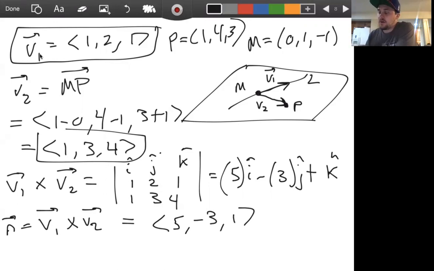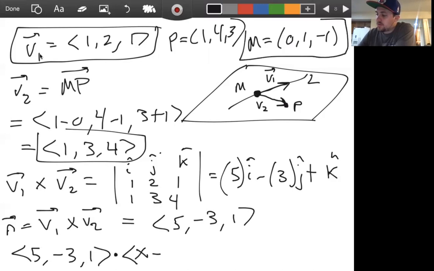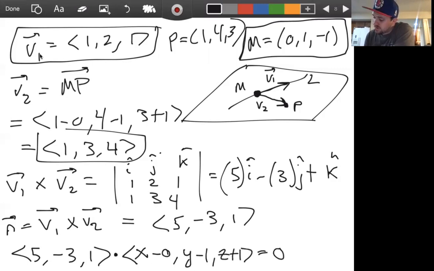And our last step here is to take the dot product. We know that 5, negative 3, 1 should be the dot product with x minus, and then you pick a point. Pick any point you want on the plane. And we're using M as a base point here. So let's pick M to be the point that we use. And so it's going to be x minus 0, y minus 1, z plus 1 equals 0. I'll simplify on the next page.